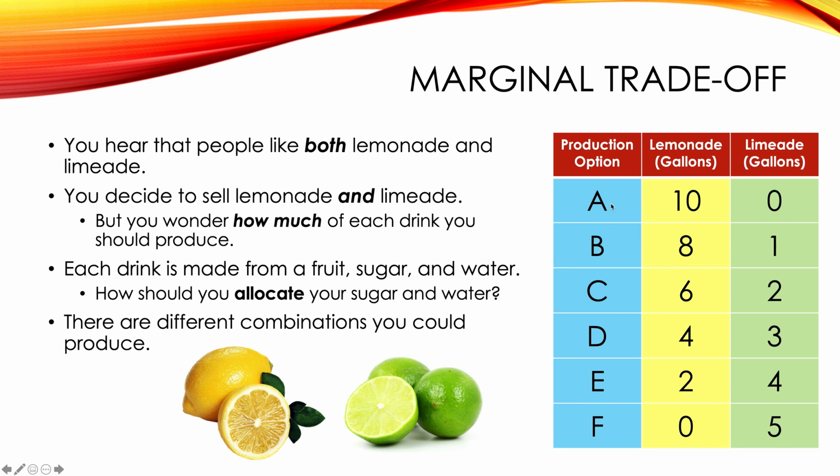So take a look at option A. Option A, you're producing 10 gallons of lemonade, but because you've used all of your resources to produce lemonade, you don't have any left over for the production of limeade. So if you produce option A, you are only producing lemonade, no limeade. If you produce option B, well, you're only producing 8 gallons of lemonade, which frees up enough resources to produce 1 gallon of limeade. Now, why are these numbers a little different than each other? It could be that, in this example, limes are more tart and you need more sugar to balance things out. It doesn't really matter. I made the numbers different from each other so that we can do some interesting stuff with opportunity cost down the road.